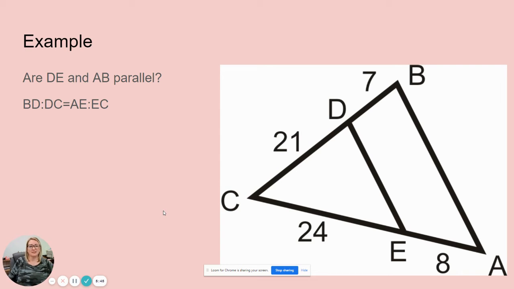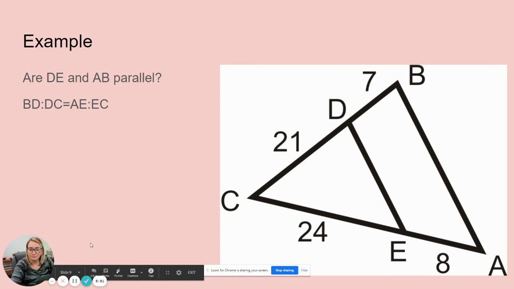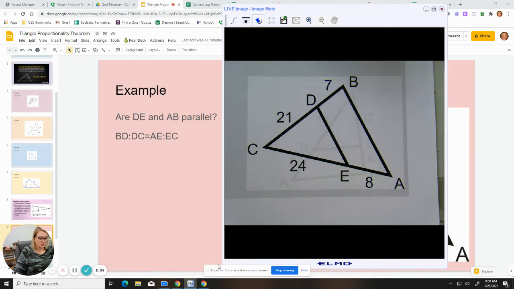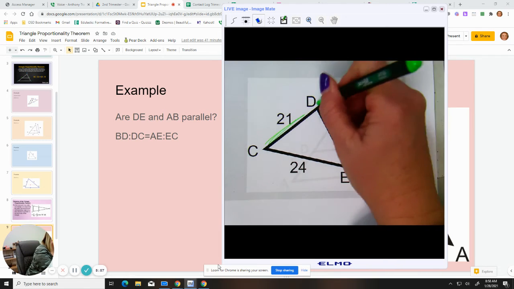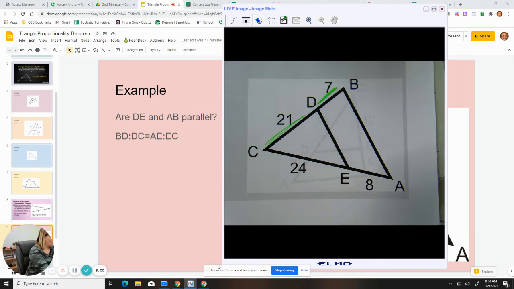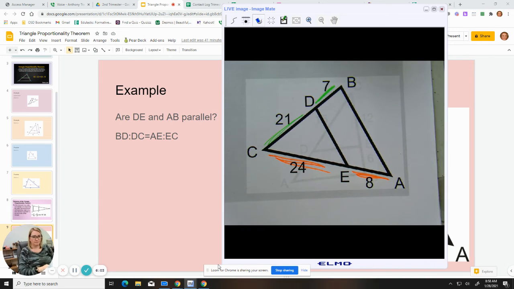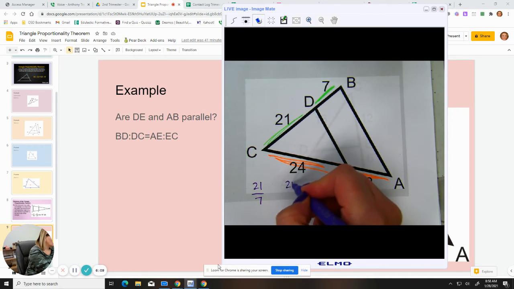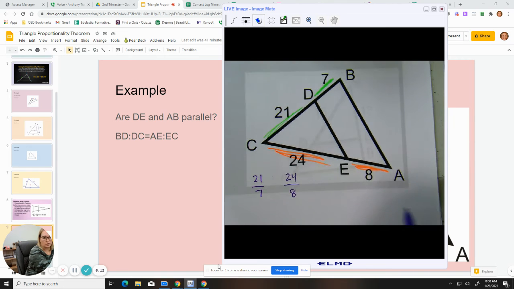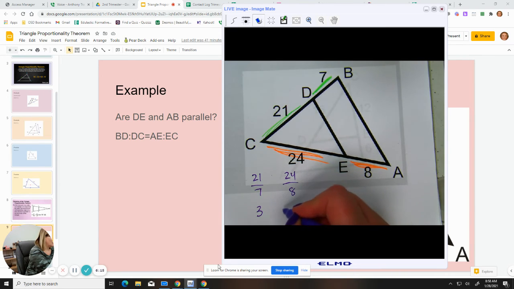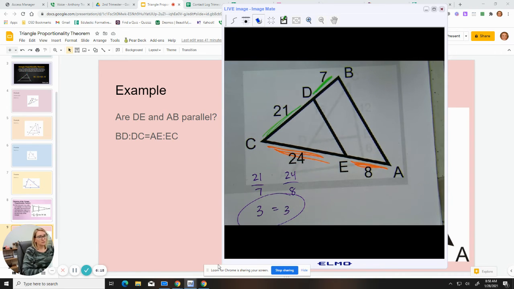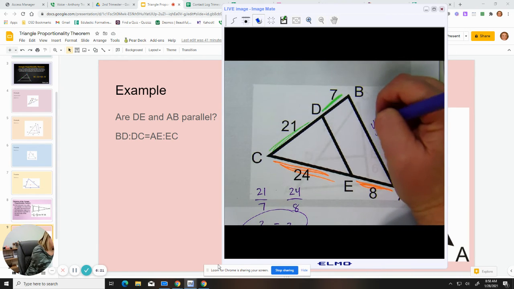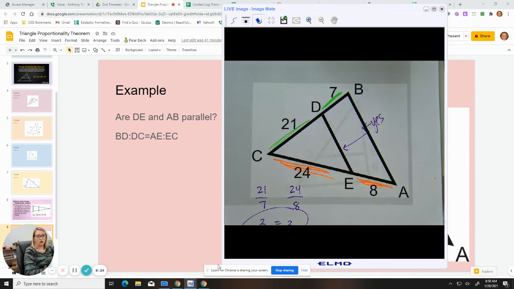Okay, here's our problem. It's asking us, are these parallel? And the way you set that up is just to say, does this over this equal this over this? Okay, so is 21 over 7 equal to 24 over 8? Well, you'll notice 21 over 7 is 3, 24 over 8 is 3. Yes, 3 is equal to 3. So yes, these two lines are parallel to each other. Okay, that's as simple as it can be.